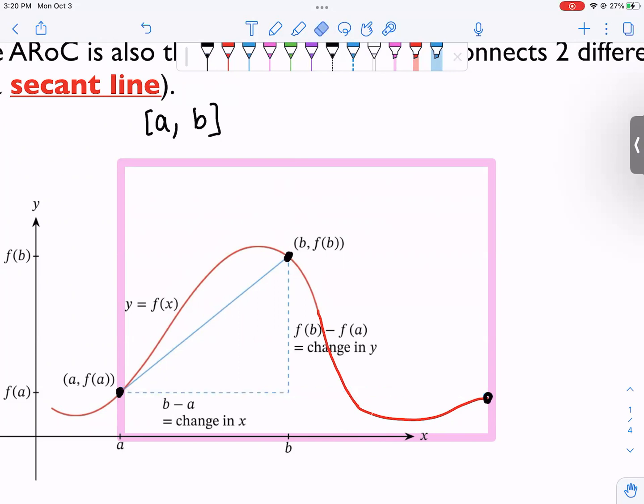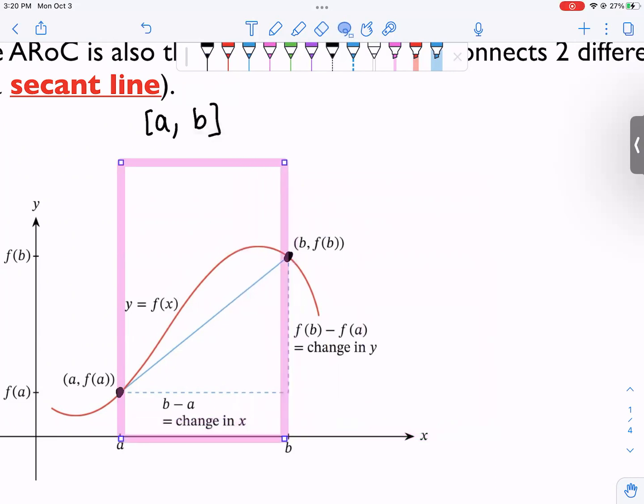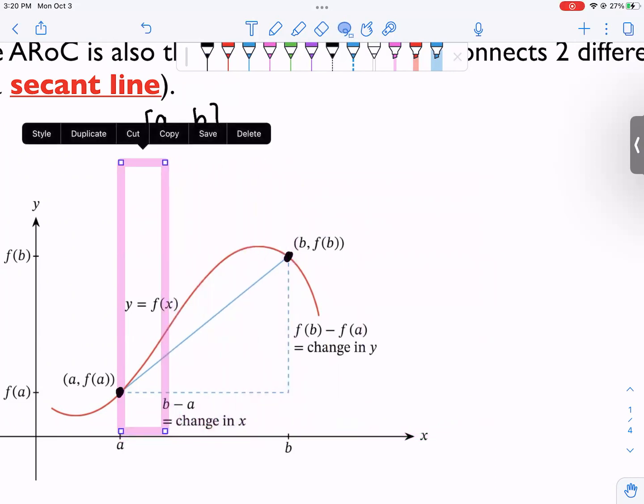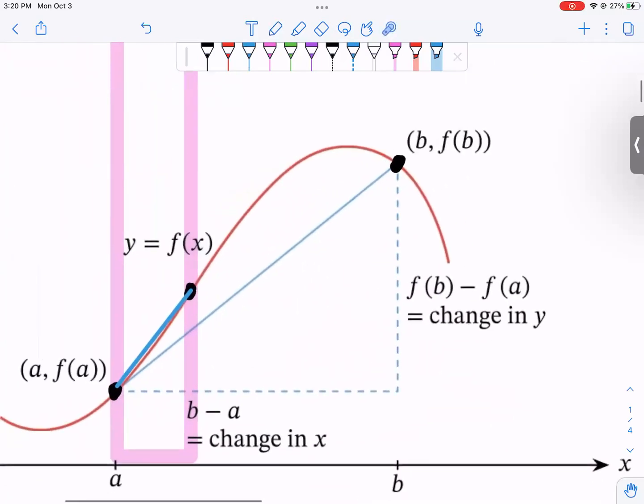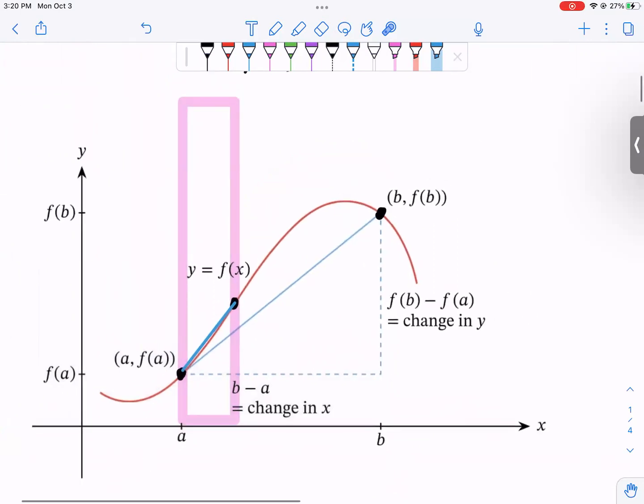So the average rate of change is really useful when we're looking at smaller intervals. The smaller we make our interval, the more impactful and meaningful that average rate of change is. In fact, looking here, if we limit it down this much, that average rate of change line is almost overlapping with my graph. So it's going to be very accurate for smaller distances, smaller intervals.